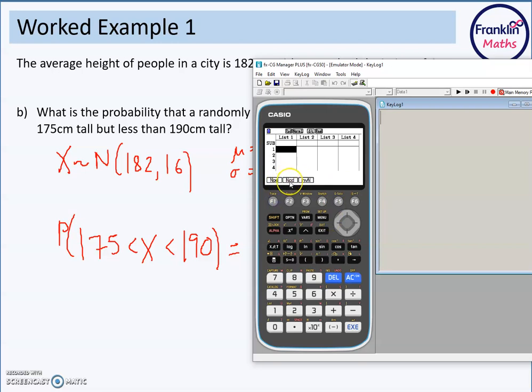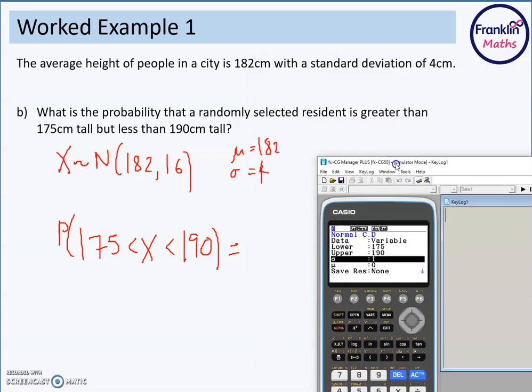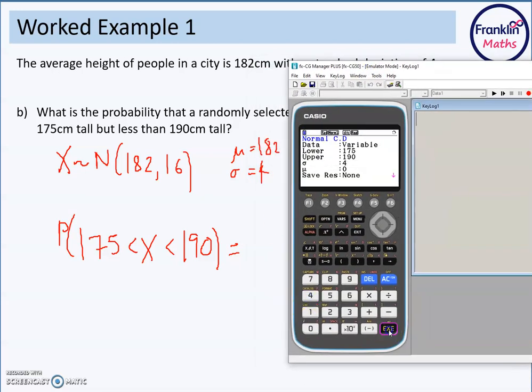Now we're going to be using NCD because we want to add the probabilities together. And we're not using a list. This isn't a list of data. This is just variables. So we're going to press F2 for variables. Our lower value is going to be 175. Our upper value is going to be 190. Our sigma was 4. And mu was 182. Then just go down and make sure you press the execute button down here, or you can say it's equals.